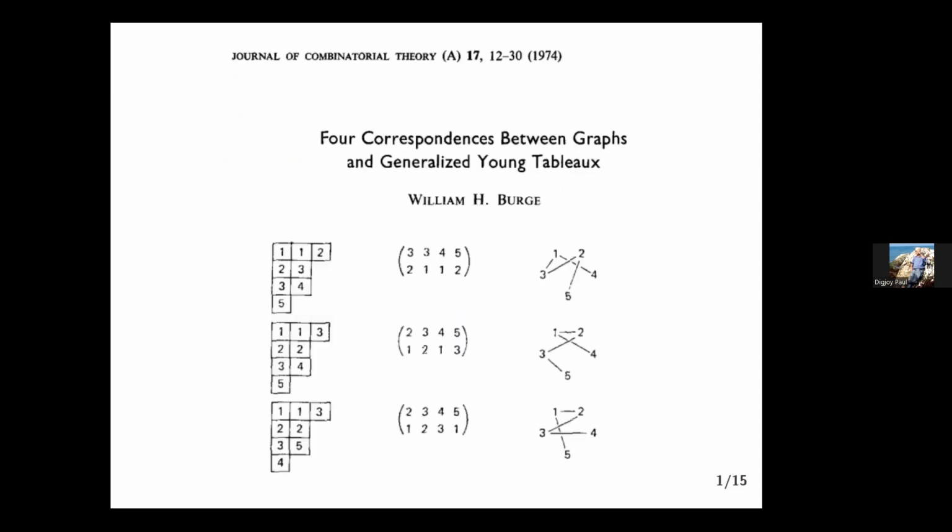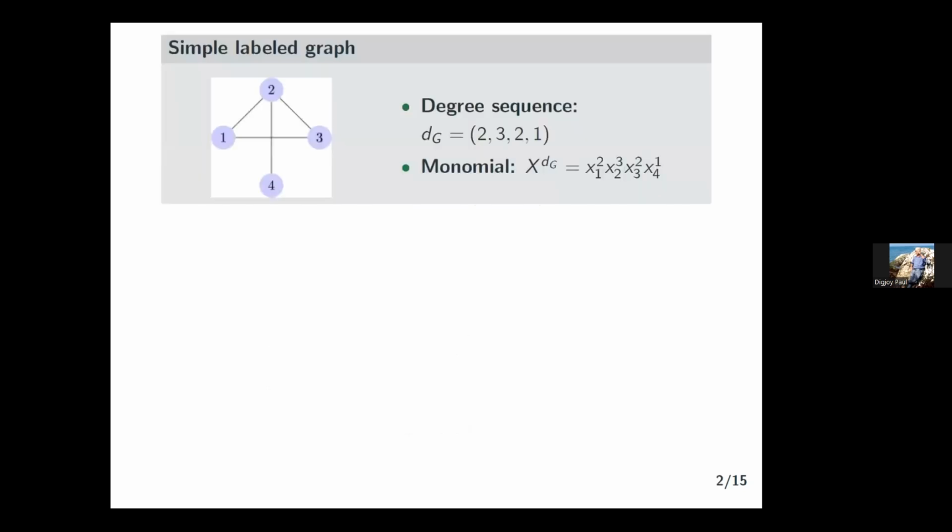So the Birch correspondence. In this paper, William Birch gave 4 variants of the RSK correspondence, which provide bijective proofs of 4 Littlewood identities. Among them, we choose the third one in that paper, which gives a bijection between simple labeled graphs and semi-standard Young tableaux of threshold shape. Let us come to the details.